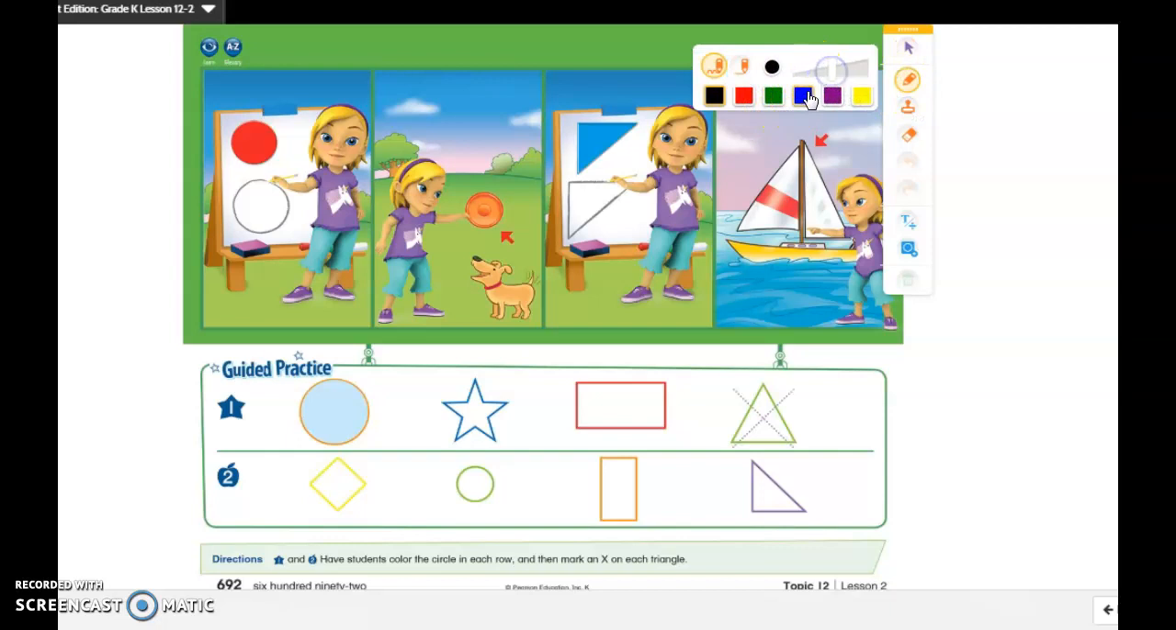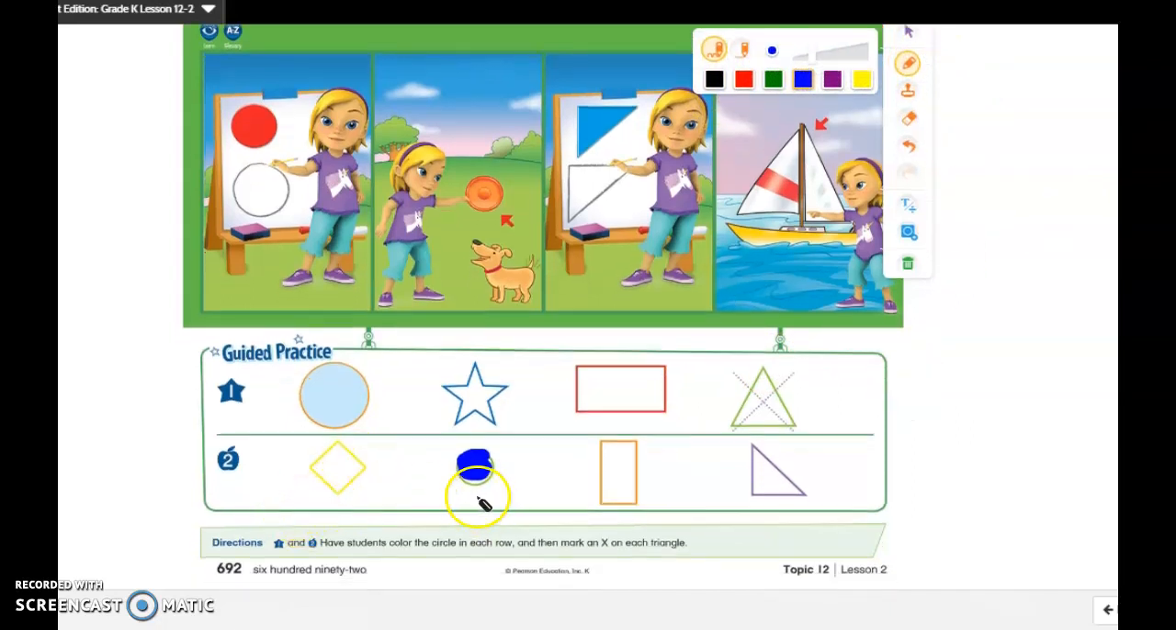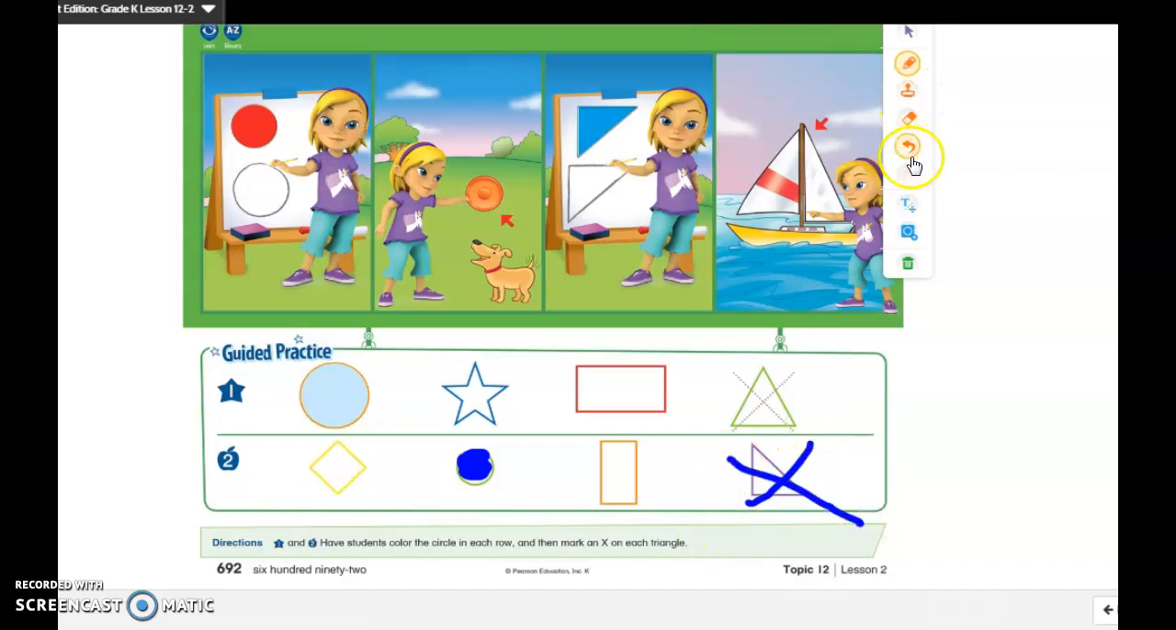I'm going to color in number 2. Oh, there he is. So where am I going to put that X? Number 1, 2, 3, or 4. Where's the triangle? Aha, here he is. Now, I like this example because it makes you think a little bit. And I'm going to undo my writing just so you can see. Are these two triangles exactly the same?